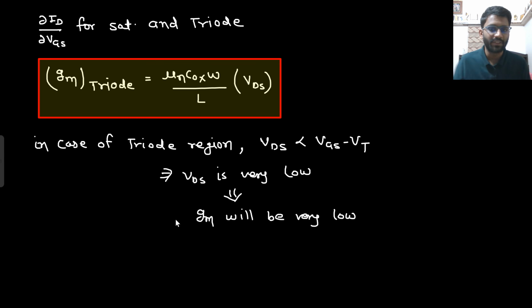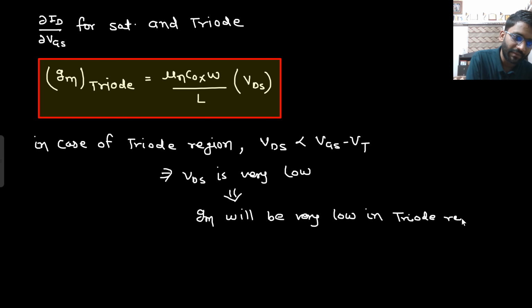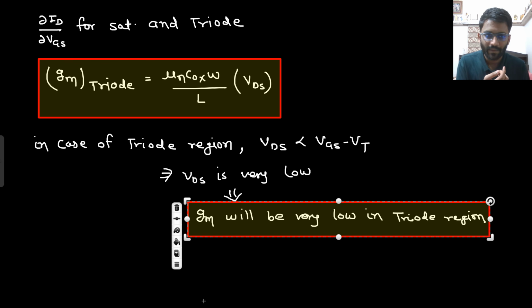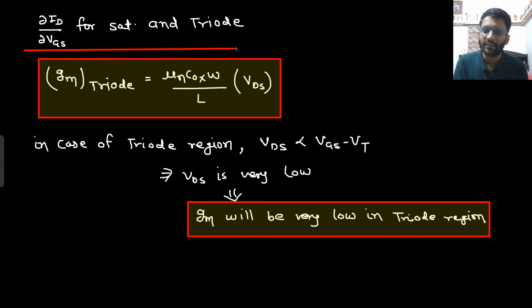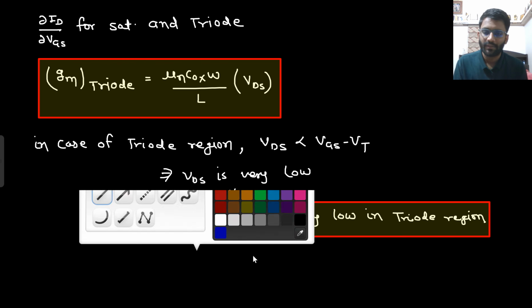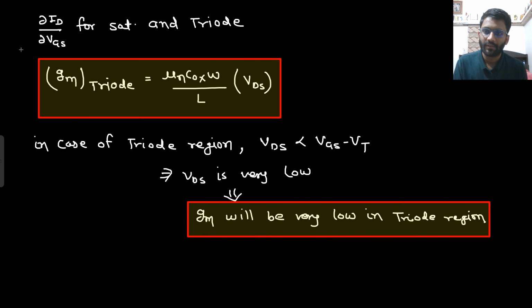Now why is the saturation region GM high? GM will be very low in triode region. Let's give this line a highlight, because we are comparing both of the values. Now what about the GM of saturation region?